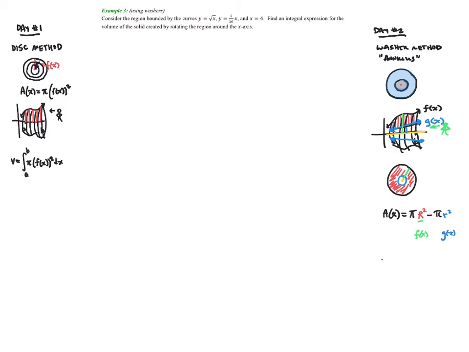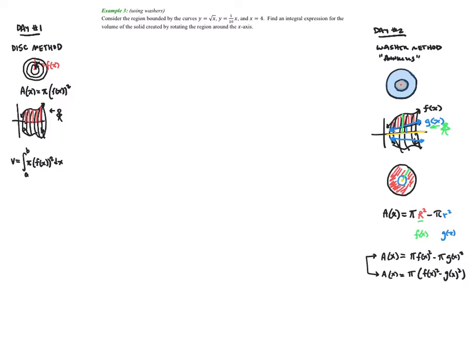So in this case, A of x is going to equal pi f of x squared minus pi g of x squared. Now, a couple different ways you could write that. You could write that as pi times f of x squared minus g of x squared, or the alternative, right? So you could write it either way. Okay, so let's look at this example. That's a little breakdown of where we're headed.